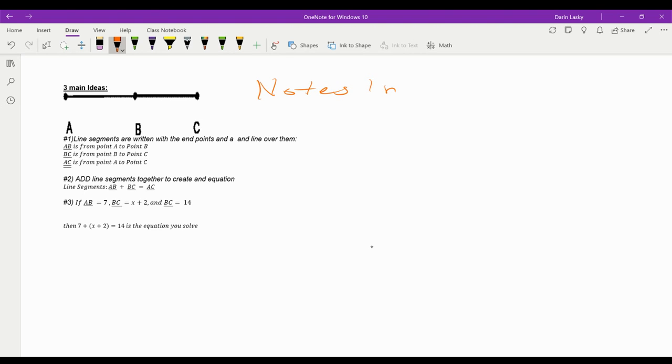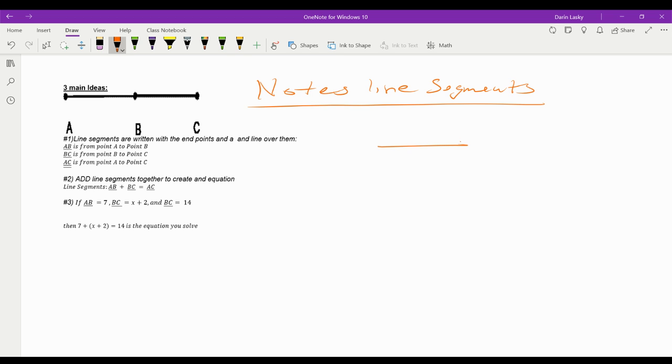All right, guys. Let's see if this technology works today. So we've got notes on line segments. So this is what we're doing for a line segment on Monday. So a line segment is just a line that is in smaller chunks.